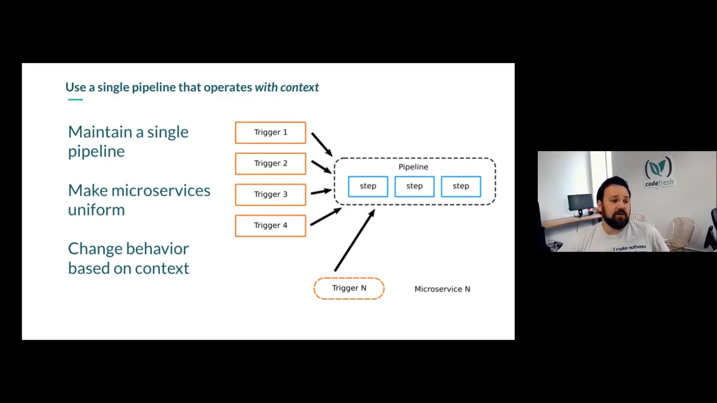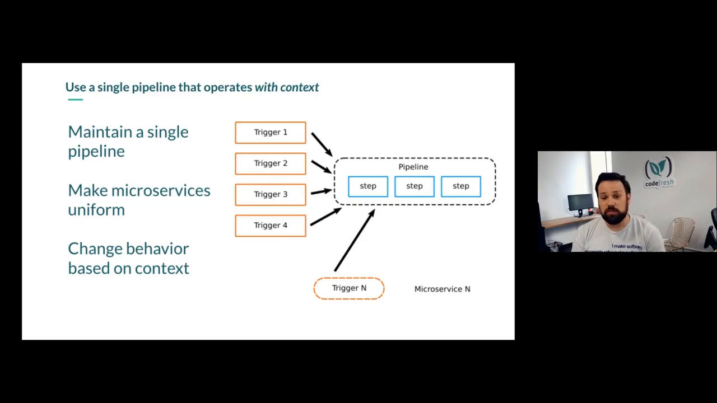So we actually have a lot of customers who, when they start, have 300 pipelines, and they will trim that down to like 10 pipelines, where basically they have pipelines that are somewhat generic, but they operate within a context that can do different things. So I'll show you what that means.